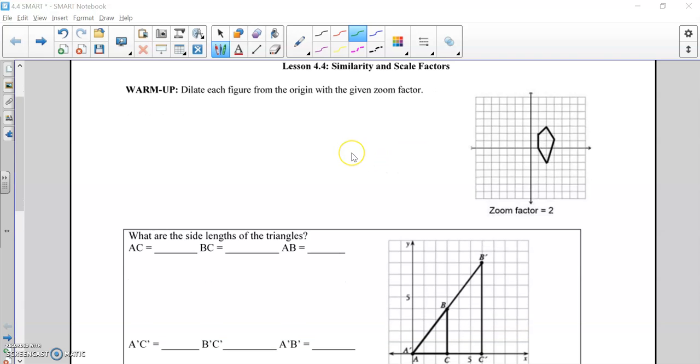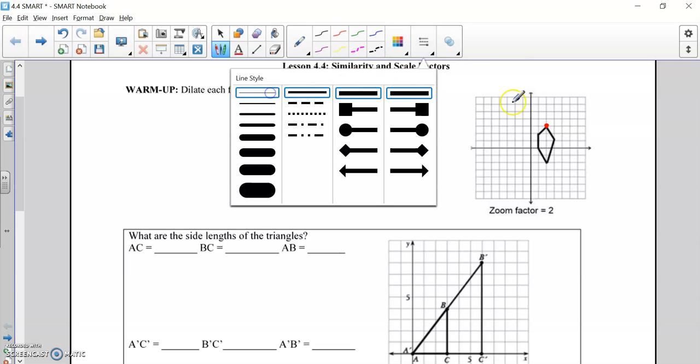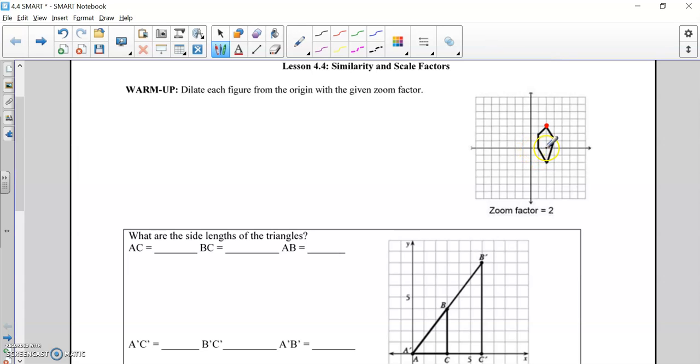I do have a warm-up here for us just to practice dilating shapes based on a scale factor on a graph. So for that question, just remember that the first step is to identify all of the coordinate points, right? So for this point right over here, because from 0 we went right 2, up 3, this coordinate point is 2, 3, right? Because it was right 2, up 3.